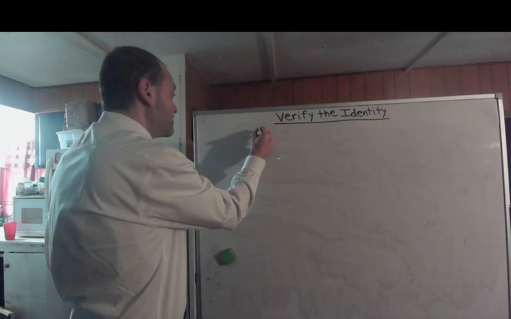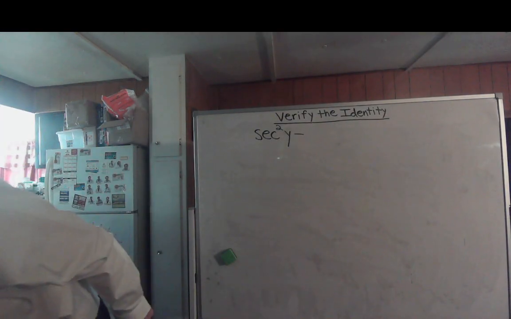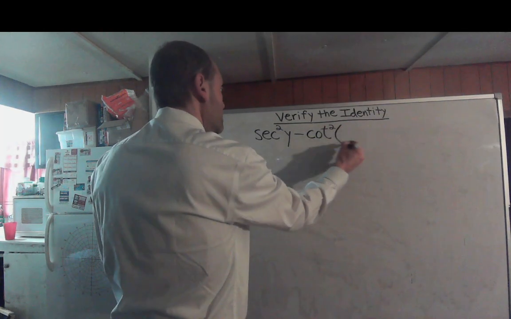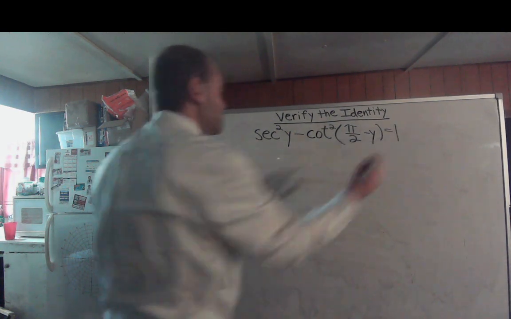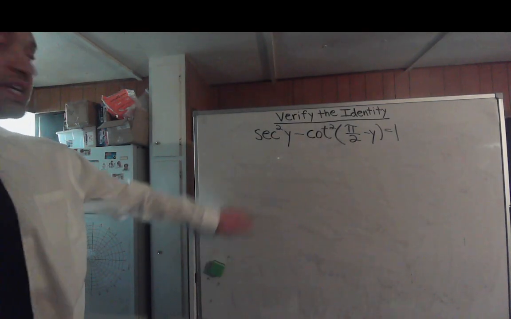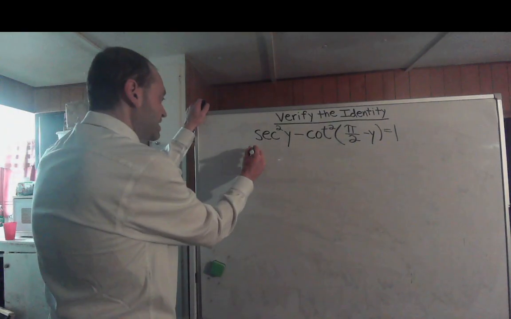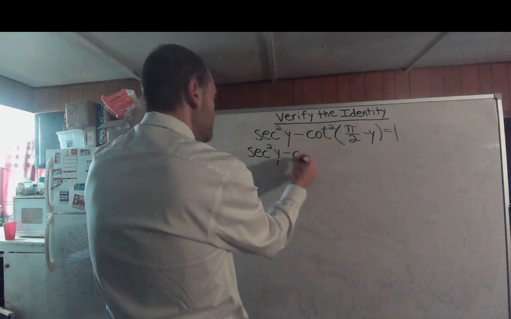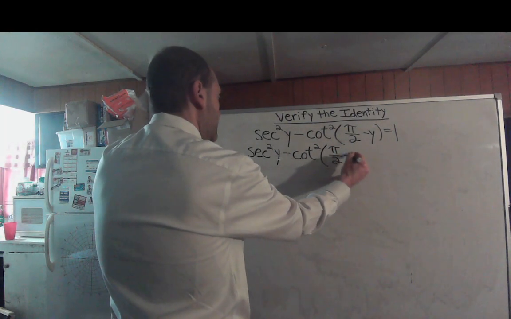All right. Let's see, we have the secant squared of y minus the cotangent squared of pi over 2 minus y equals 1. So we have to verify that the secant squared of y minus the cotangent squared of pi over 2 minus y equals 1. So let's write out the left-hand side, and this one's not going to be that bad either. So secant squared of y minus cotangent squared of pi over 2 minus y.